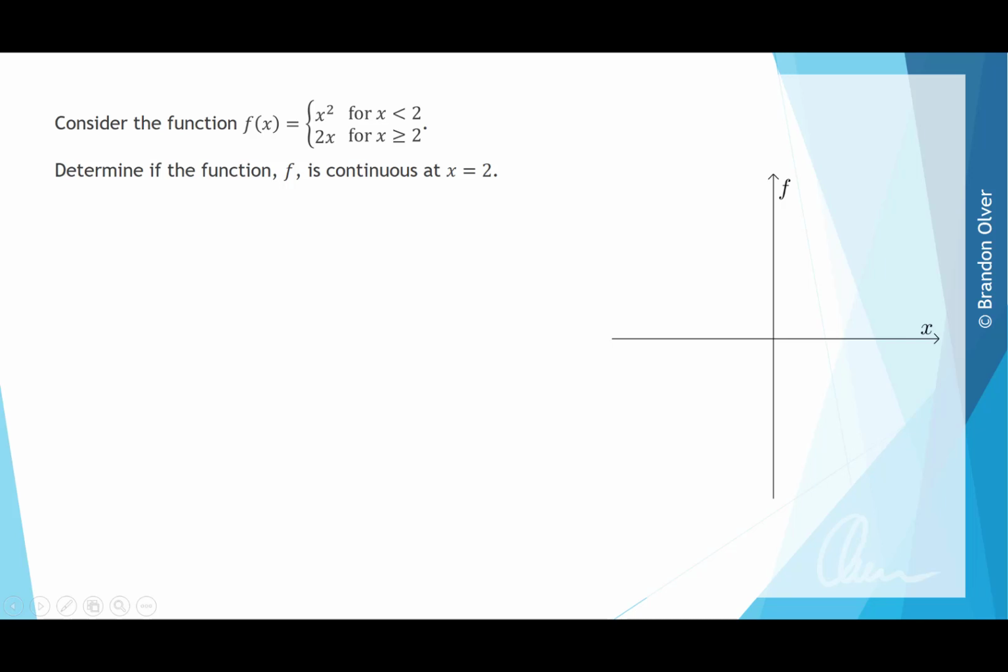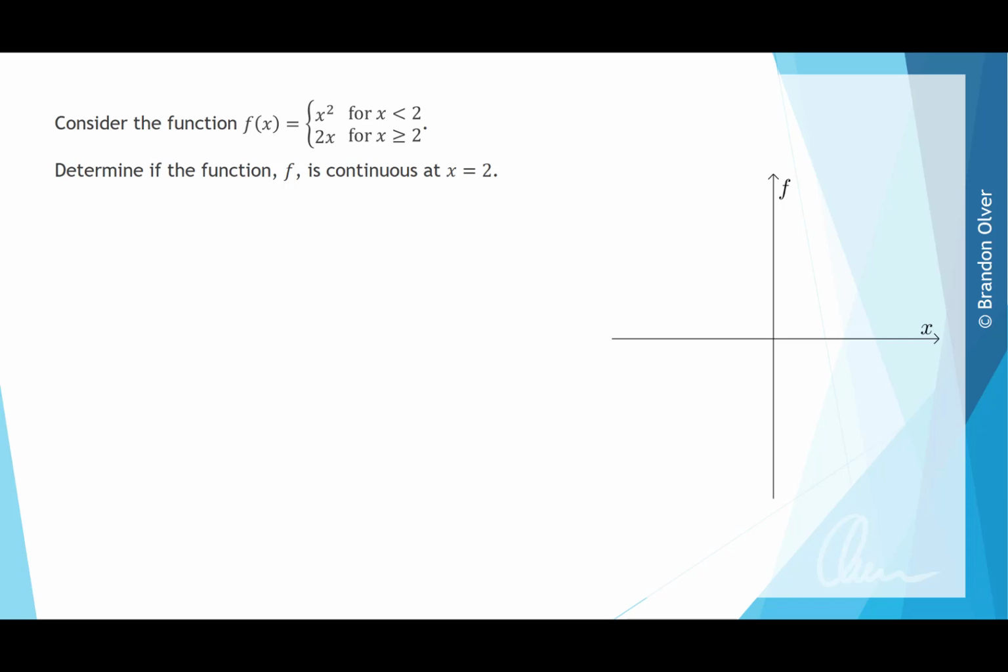Consider the function f of x, which is the hybrid function, where it is equal to x squared for x less than 2, and equal to the rule 2x for x greater than or equal to 2. We want to determine if the function f is continuous at the point x equals 2.